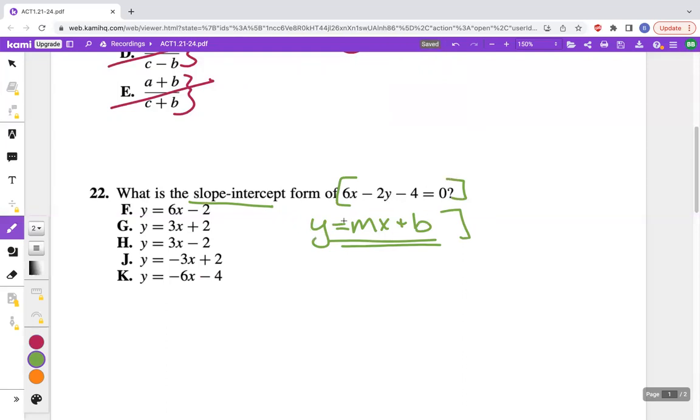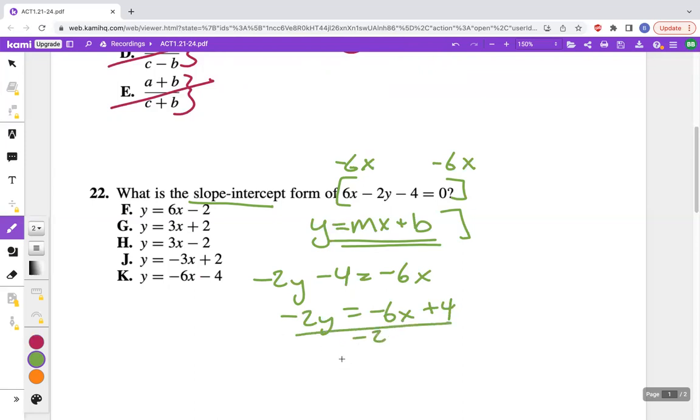Really, all we're doing is solving for y. I'm going to start by subtracting 6x from both sides: minus 2y minus 4 equals negative 6x. I'm going to add the 4: negative 2y equals negative 6x plus 4. Divide everything by negative 2. We get y equals, negatives cancel, 3x, and then this becomes a negative 2. Hopefully you're comfortable with your algebra there. We're looking for 3x minus 2.